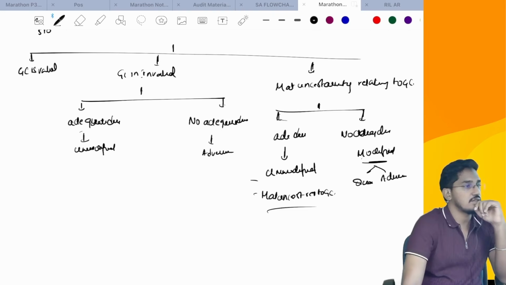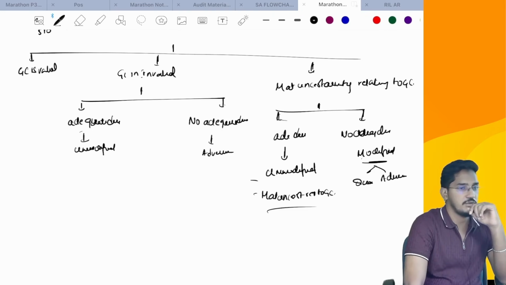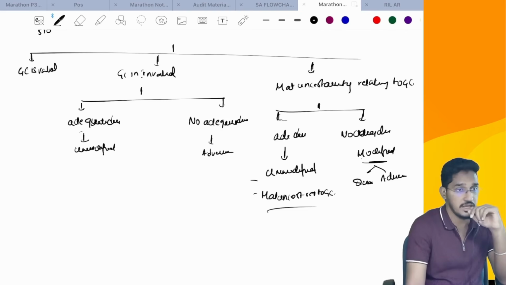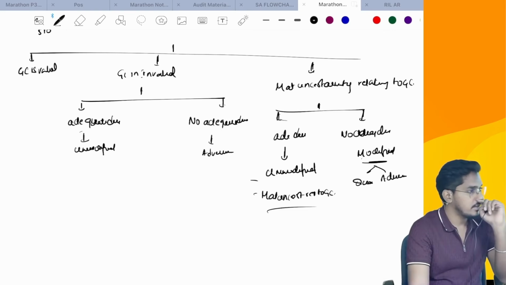Now you will say, sir, since we are unable to determine whether going concern is valid or not, since we have a material uncertainty, don't you think it is a case of non-availability of audit evidence? So we should have given a qualified opinion or disclaimer of opinion, no, sir? Nobody got that doubt. We are saying material uncertainty relating to going concern. That means we are unable to decide whether going concern is valid or not. It is depending on some event. So it is a case of non-availability of audit evidence, no? Should have given qualified or disclaimer, right?